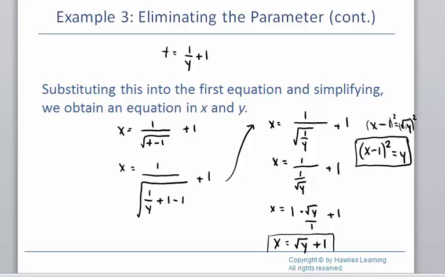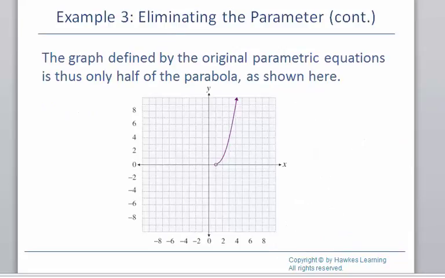And so if we do graph that on the calculator, we will see that the graph is defined as a parabola. It's only half of the parabola because it's the positive part of that graph. Okay, and that graph is shown on the screen, and you can match that up with what you see on your calculator if you graph y is equal to the quantity x minus 1 squared.